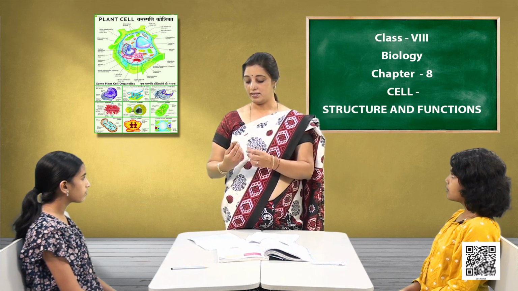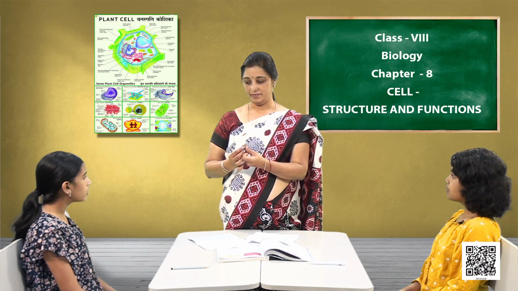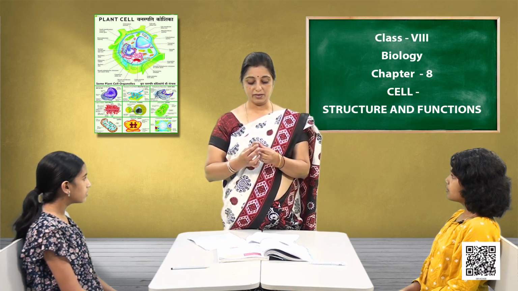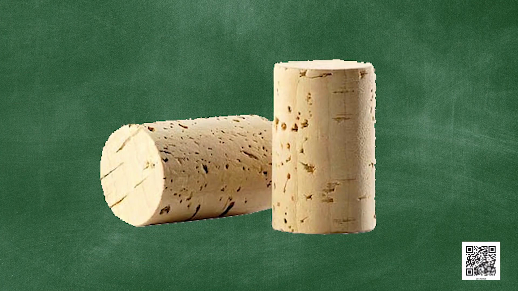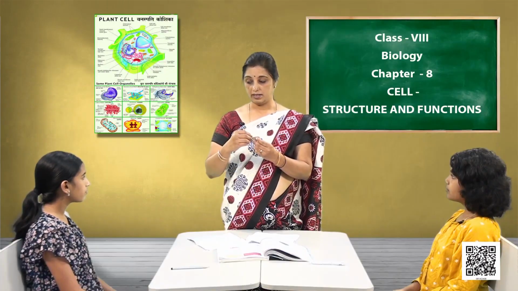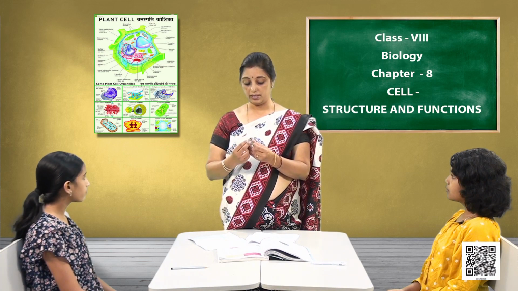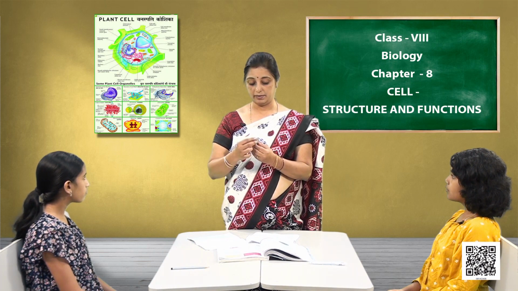Can you see this and can you guess what it is? Ma'am, it looks like a wood. Yes, it looks like a wood. This is a cork made up from the bark of a tree. You know what a bark is? When the tree gets older, the bark gets peeled off. So this is made from that bark. This is a cork actually. They use it to plug bottles or any container.